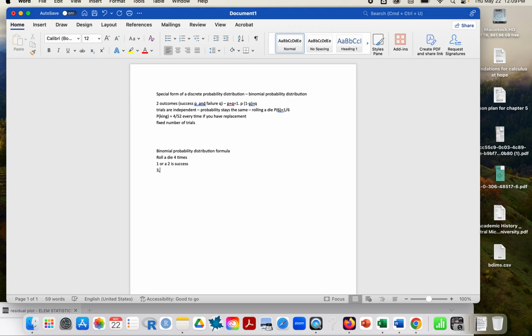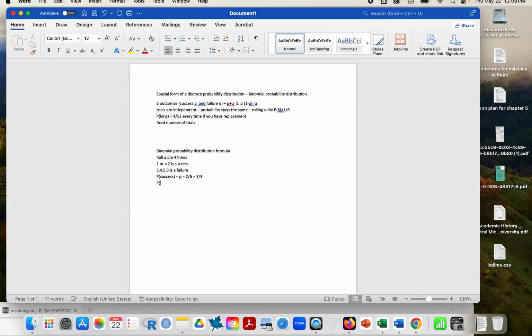That means a 3, a 4, a 5, or a 6 is a failure, which is fine. This is just what we're going to be focusing on. Now, the probability of success, which sometimes gets denoted this way, but also just as P, is going to be equal to 2 out of 6, because 2 out of the 6 options are what we're looking for. This can be reduced to 1/3.